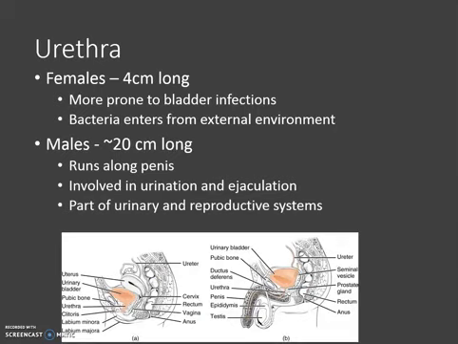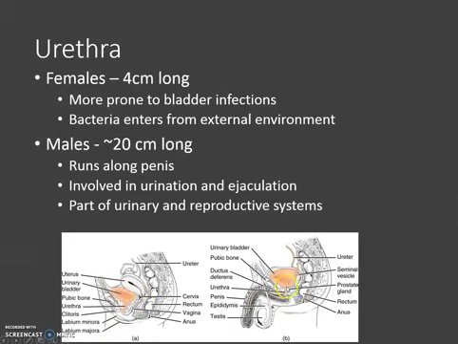Now, the urethra can be significantly different in length between males and females, and that's because males and females have different genitalia. So in females, the urethra is about 4 centimeters long, so that's maybe like 1.5 to 2 inches. And females are more prone to bladder infections because there's less distance between the external environment and the urinary bladder. And so bacteria can move from the external environment up through the urethra into the urinary bladder.